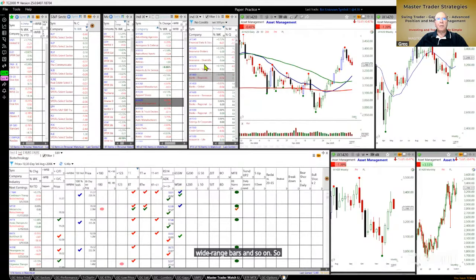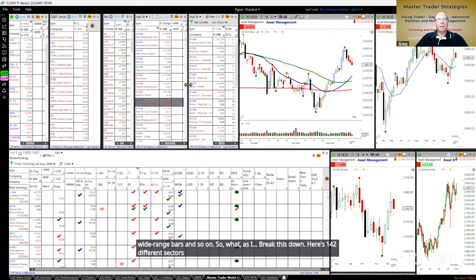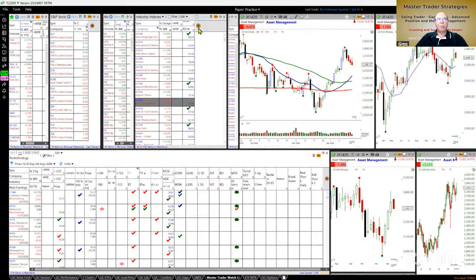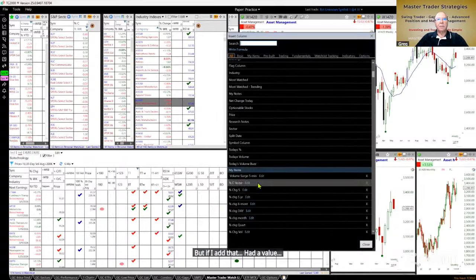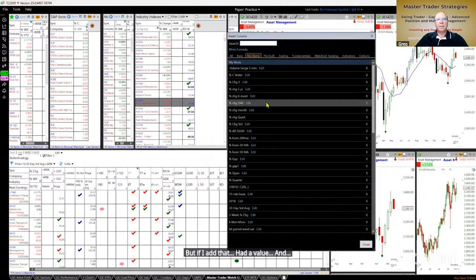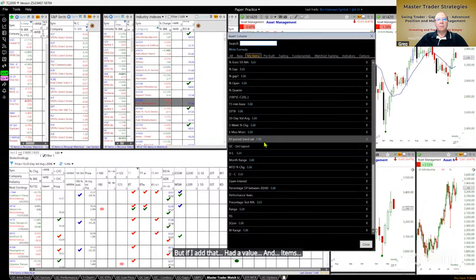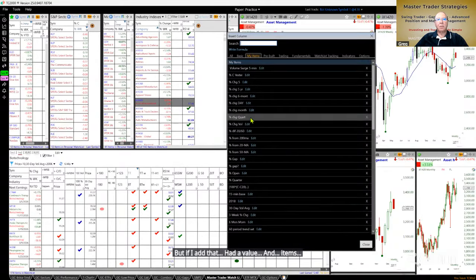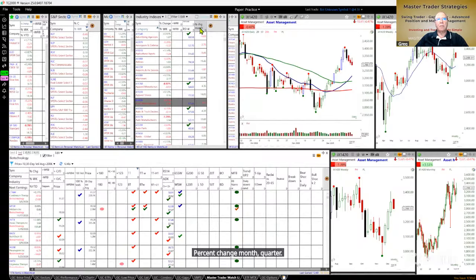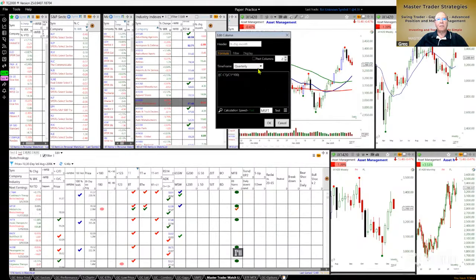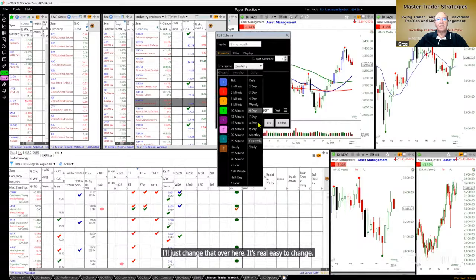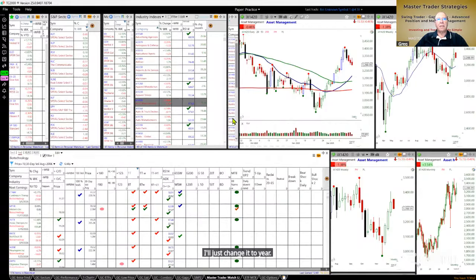So as I break this down, here's 142 different sectors. Now, I have to put in here percentage change. I don't have in here on the year, but if I add that, add a value, and my items, percent change, month, quarter. So I can just throw the quarter in there. I'll just change that over here. It's real easy to change. I'll just change it to year to date.